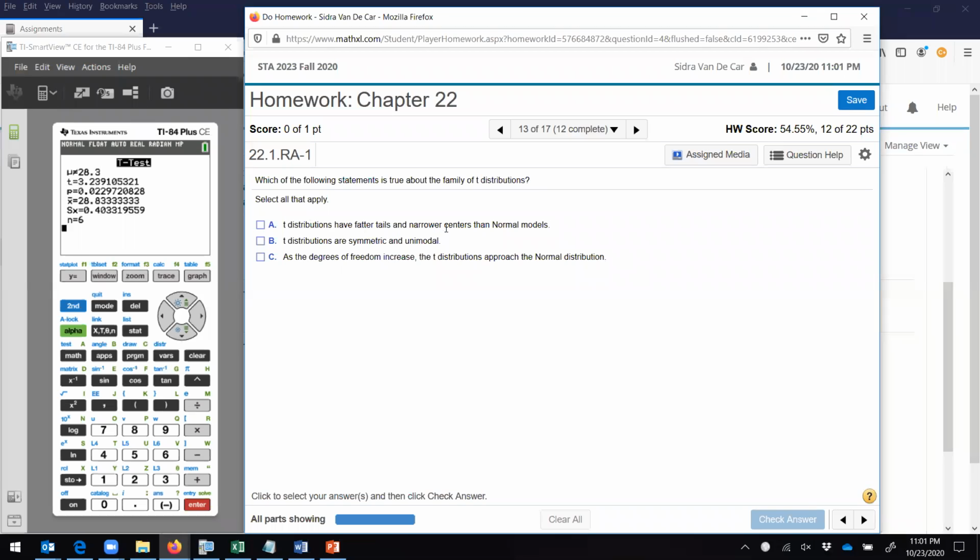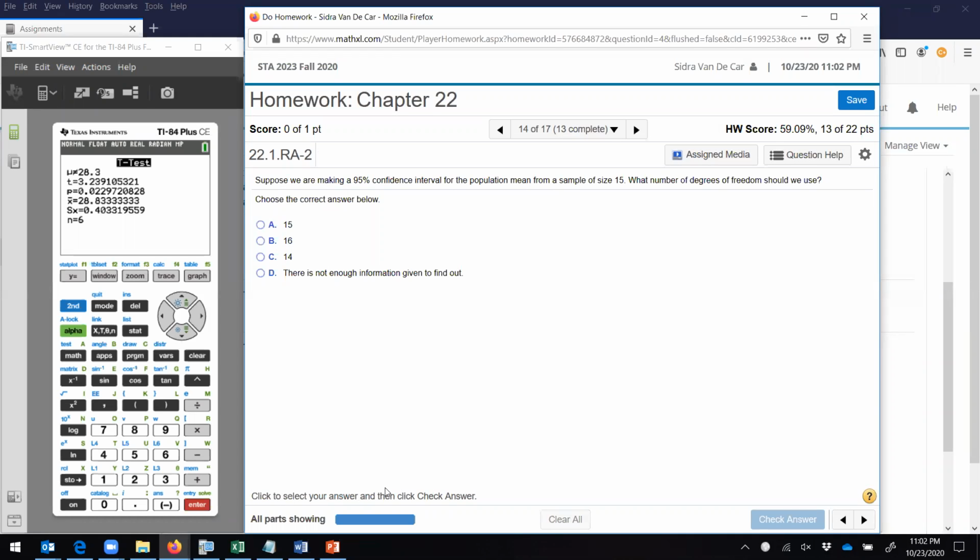T distributions have fatter tails and narrower centers. T distributions are symmetric and unimodal, that's true. As the degrees of freedom increase, the T distribution approaches the normal distribution. They do have fatter tails. Narrower centers, I'm not sure what they mean. Well, let's say that's true, because I guess by narrow, they mean that flatter middle. It's not as sharp of a curve.